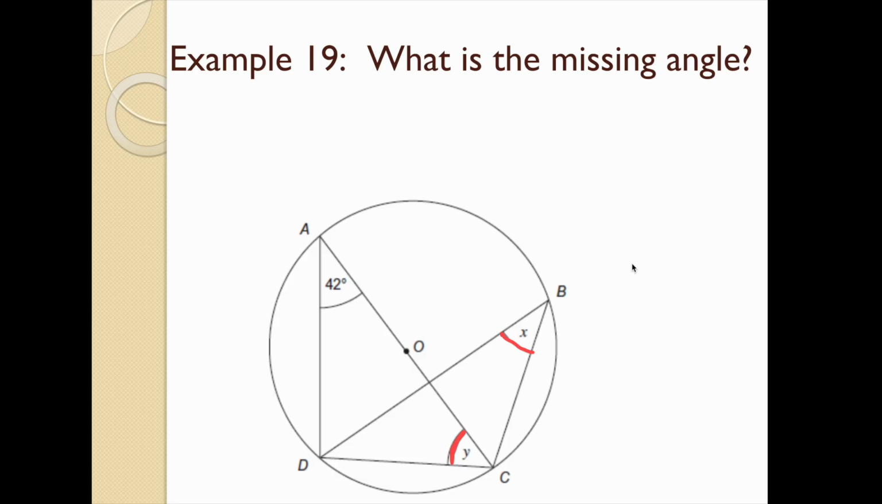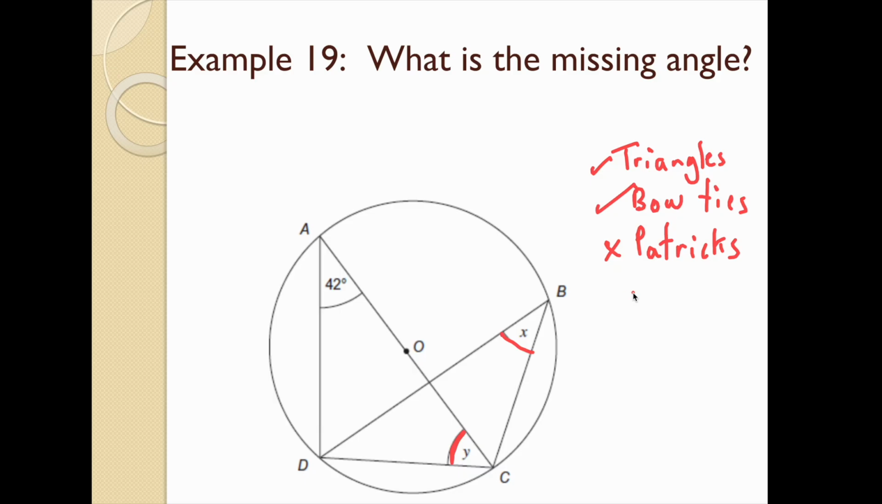All right, so let's go through this. So, as we always ask ourselves, triangles. Do we have triangles here? Yes, we do. Do we have bow ties? Yes, we do. Do we have Patricks? No. Do we have quadrilaterals, cyclic quadrilaterals? No. All right, so with triangles and bow ties, so remember with bow ties, this here's our bow tie.